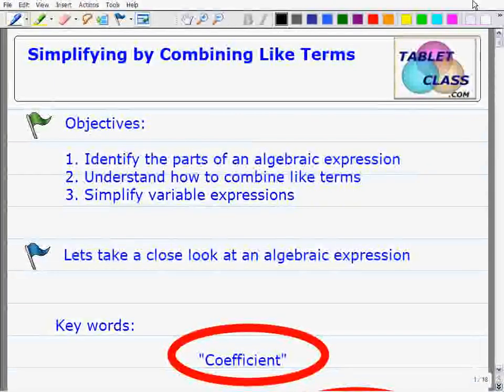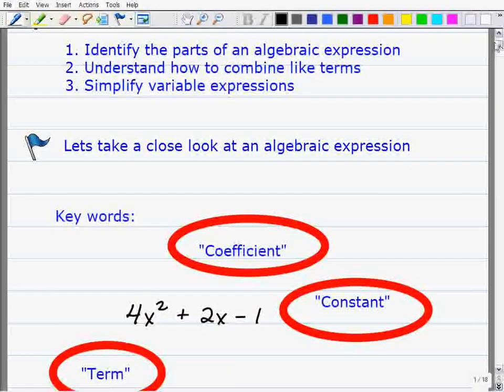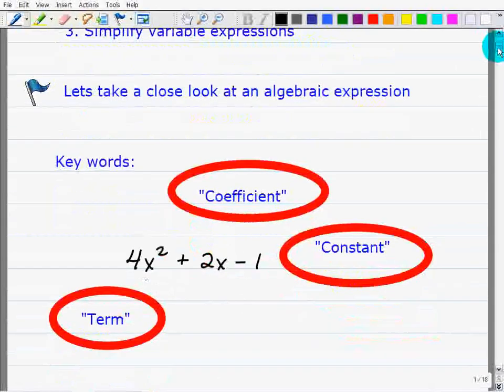So probably a lot of terminology in here that you may not be familiar with, but don't worry, we're going to clear that up in just a second here. So let's go right to it. Let's take a close look at an algebraic, and another word for algebraic that's often used is variable. Okay, so let's take a look at an algebraic or variable expression.